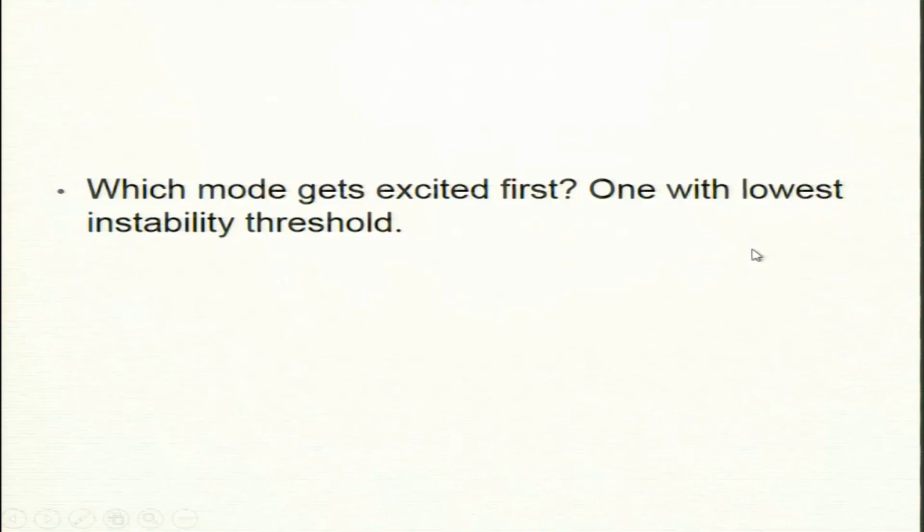Now, a few things which were asked during the class. Which modes get excited first? Among the many Fourier modes, our analysis tells you that one of them is most unstable, the one with the lowest instability threshold, right? How did I get that? My parameter was k perp, and I varied k perp and saw that Rayleigh critical was lowest for some particular k perp, and for our problem it was pi by root 2, that is k c.